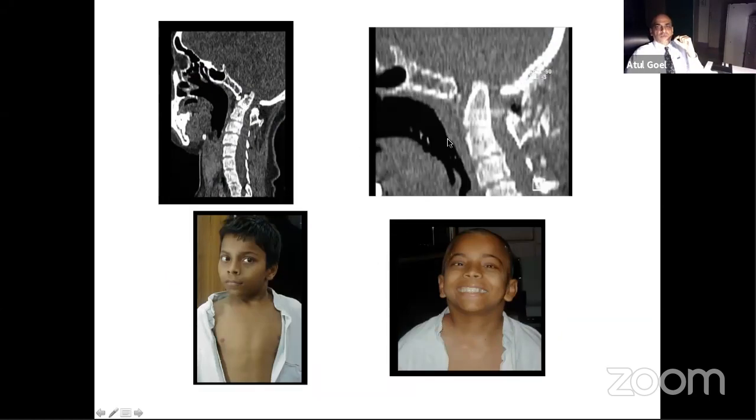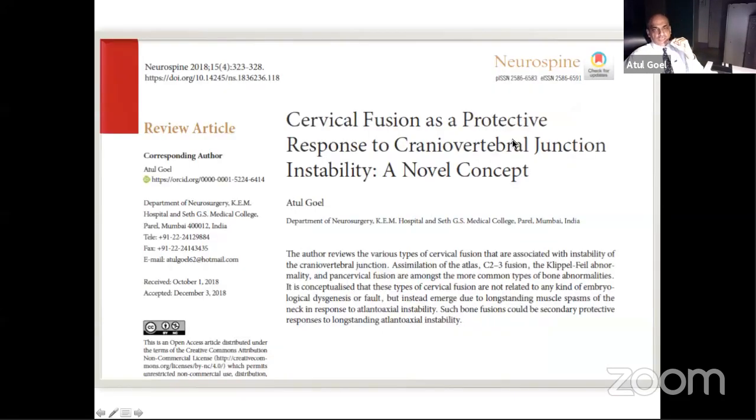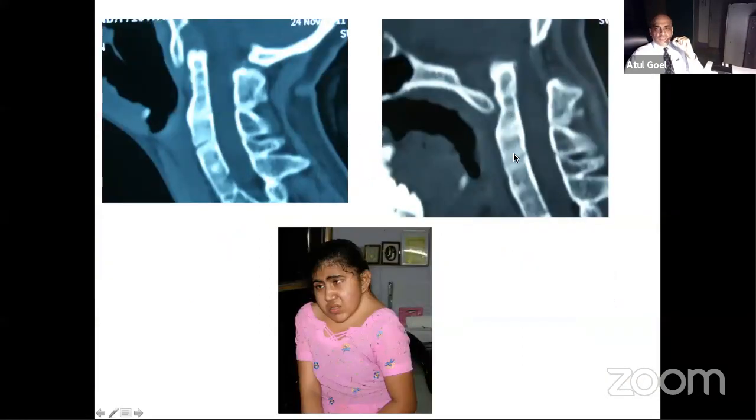This is the basilar invagination. Atlantoaxial stabilization is the treatment. Bone fusions are not embryological problems. They are secondary to atlantoaxial instability. They are protective. This is a very big concept. So when there is bone fusion like this, this is not primary.